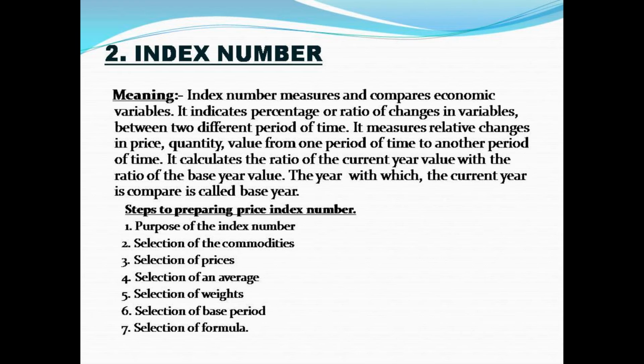Index number is a specialized average designed to measure the changes in a variable with respect to time. This statistical device is used to measure the changes in quantities such as prices, wages, cost, sales, production, exports, imports, etc. It measures a change over a period of time referring to a base year whose value is equal to 100. So, it compares economic variables of a particular group at two different periods.